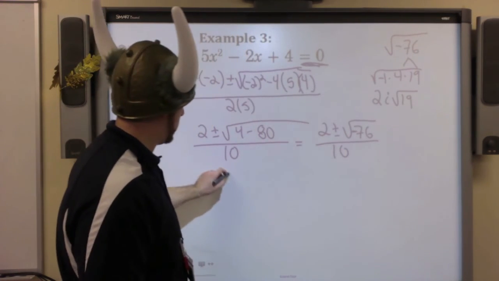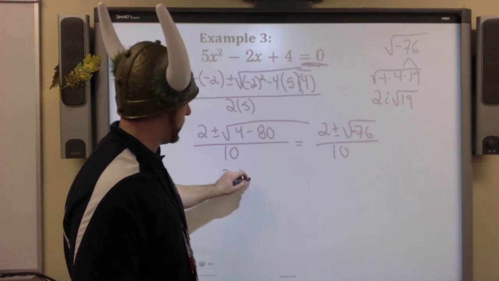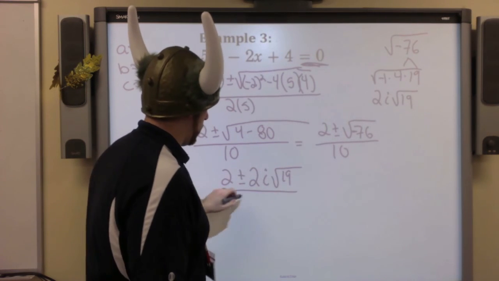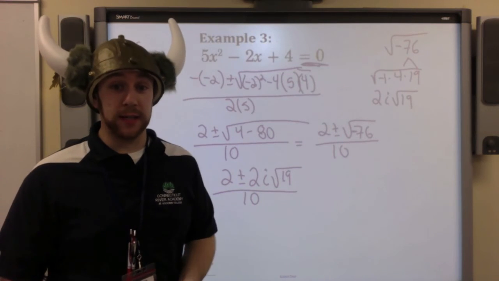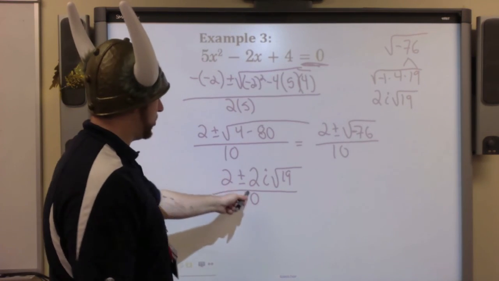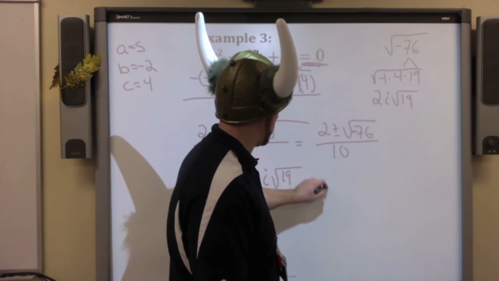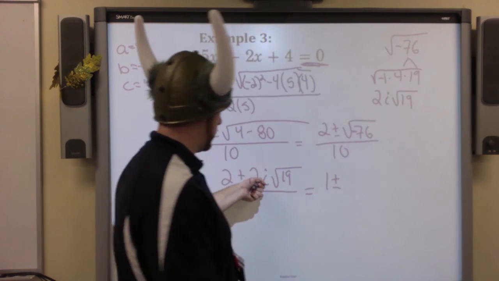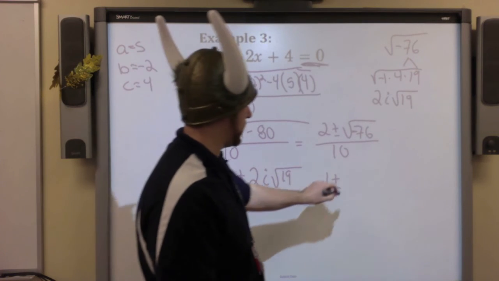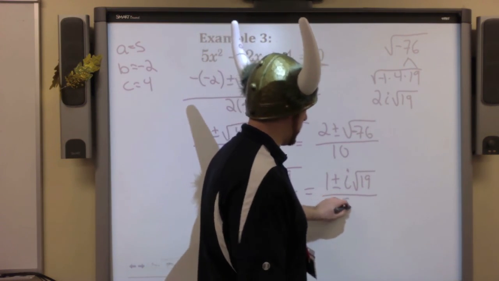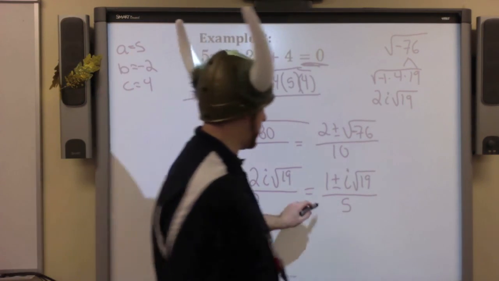So I'm going to replace that in: 2 plus or minus 2i square roots of 19 over 10. And just like I did in the previous example, 2 and 10, I can reduce that just like a fraction. 1 plus or minus, now that 2 goes away, but i is still there, i square roots of 19 over 5, and I'm done. I leave my answer as that.